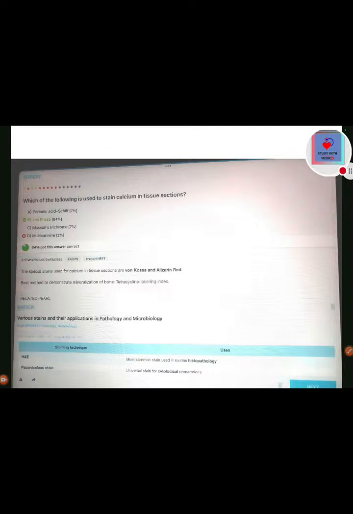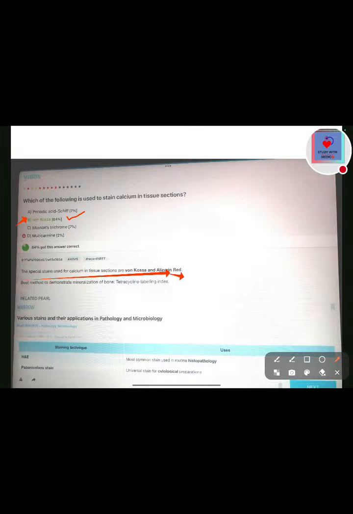Which of the following is used to stain calcium in tissue sections? Von Kossa, right? Just now we studied Von Kossa. So see here. Which of the following is used to stain calcium in tissue sections? Von Kossa. Okay, Von Kossa, Azan, alizarin red dyes, these are used. Special stain for calcium in tissue is the Von Kossa or alizarin red. Best method to demonstrate mineralization of bone is tetracycline labeling index.